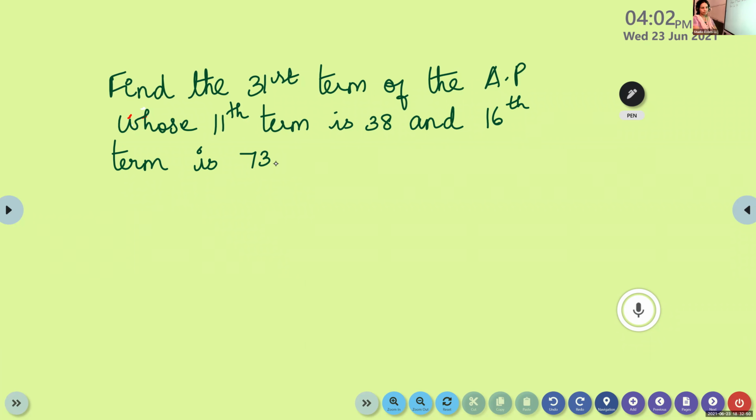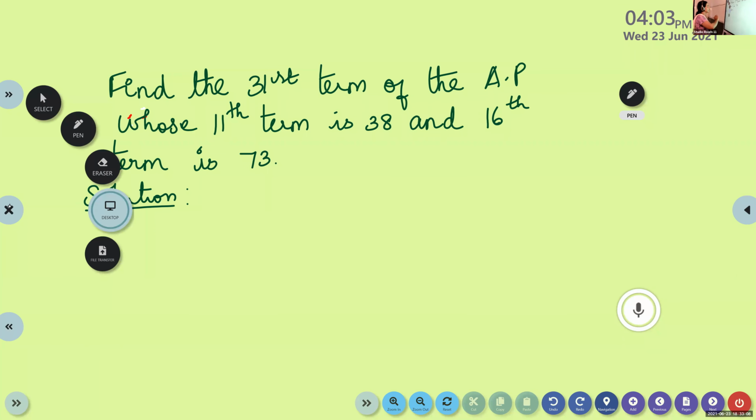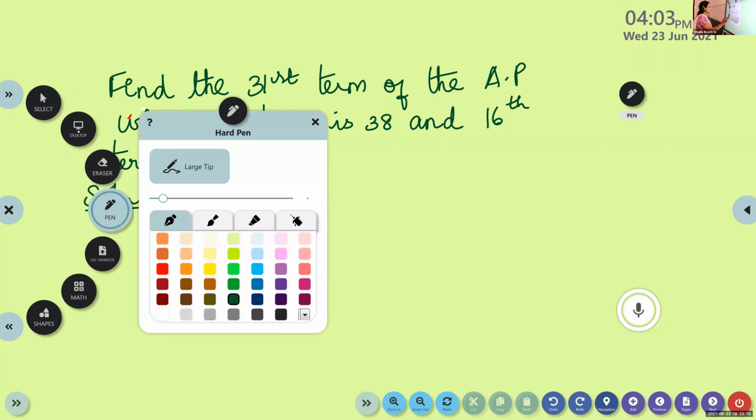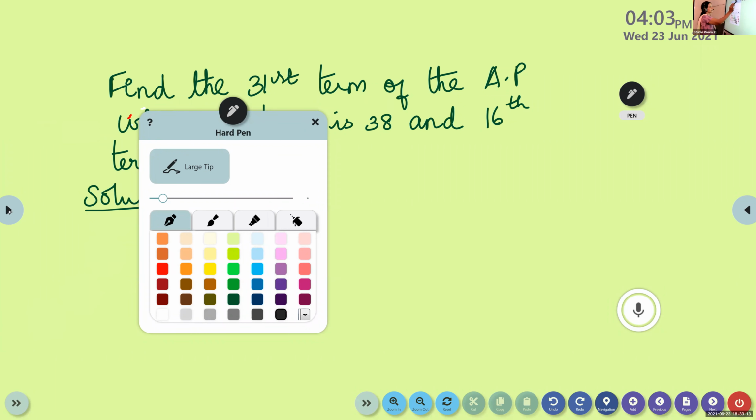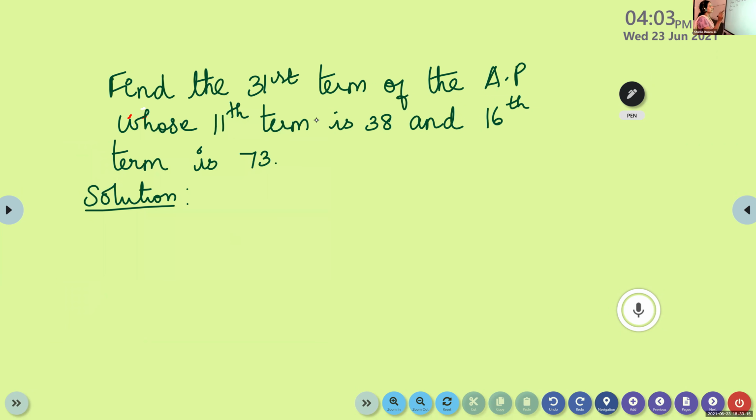How to do this? First, what is given? What to find? That part you have to write. Look at it. Find the 31st term. We want to find A31. A31 is the question mark.